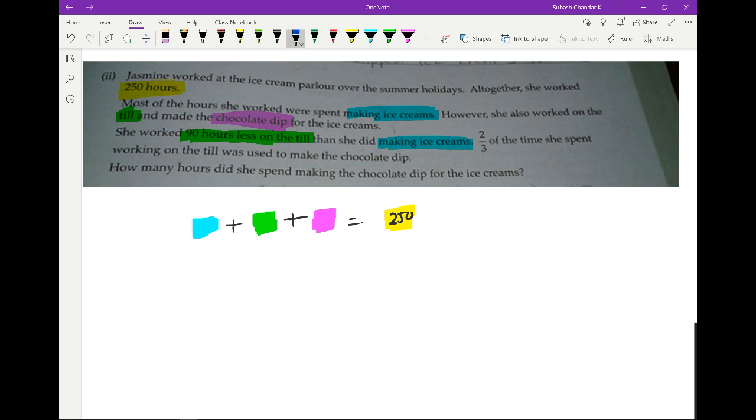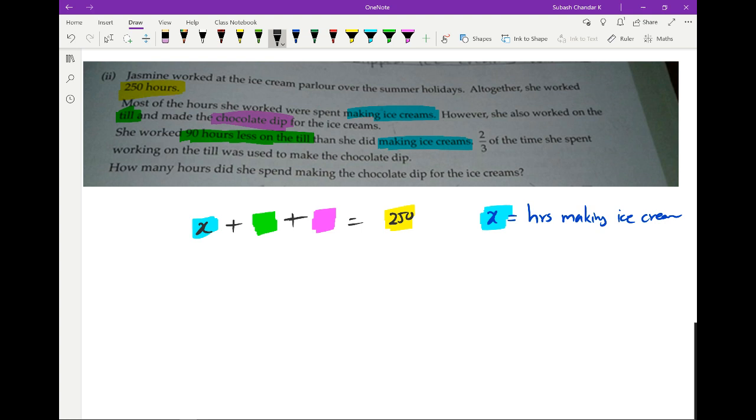So I'm going to put down X, and I'm going to call this the hours making ice cream. The reason I want to do this is because this is one of those questions where the first part connects with the second part, which is connected to the third part. So right now I've said X is the hours making ice cream. That's the blue part here, so I'm going to put that down as X.